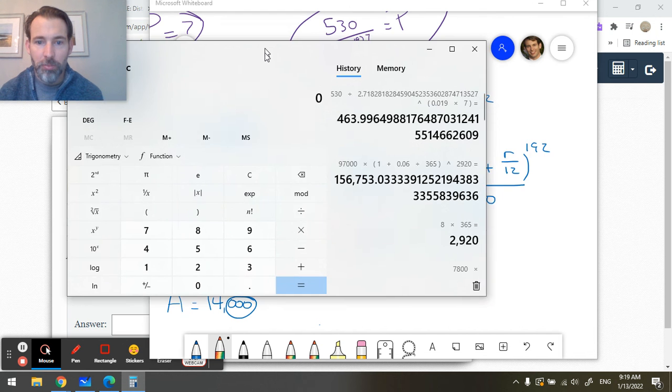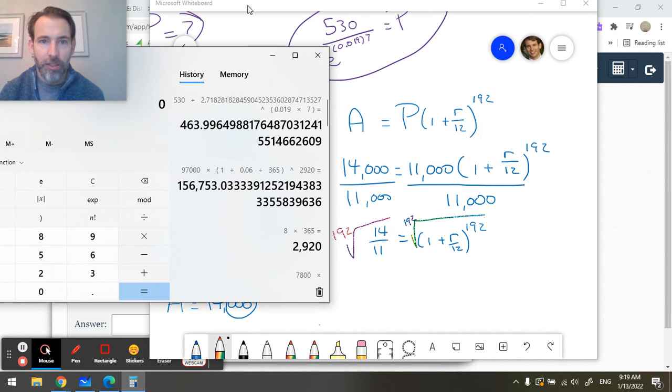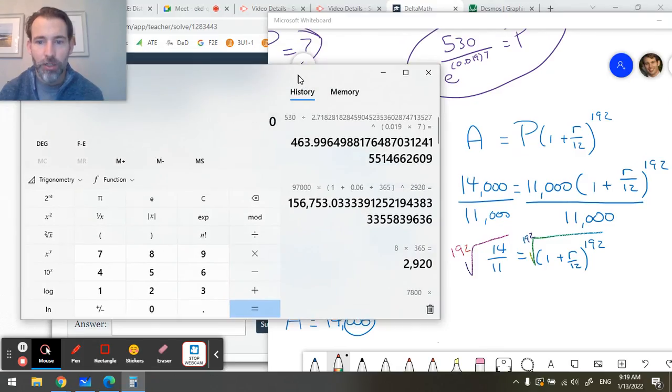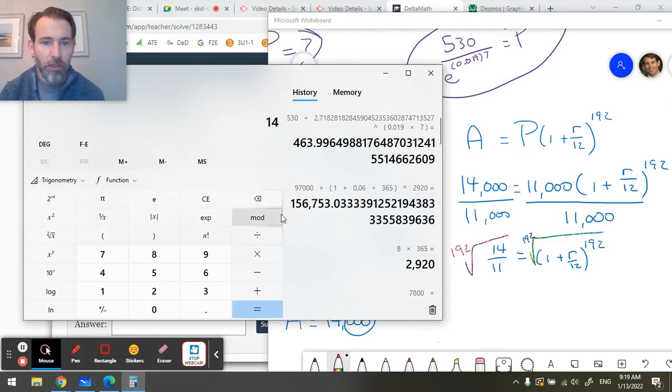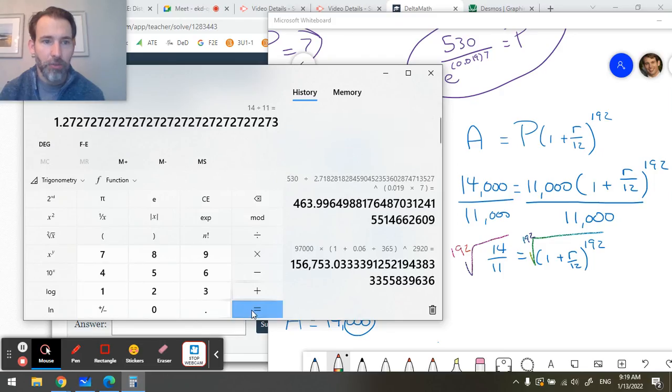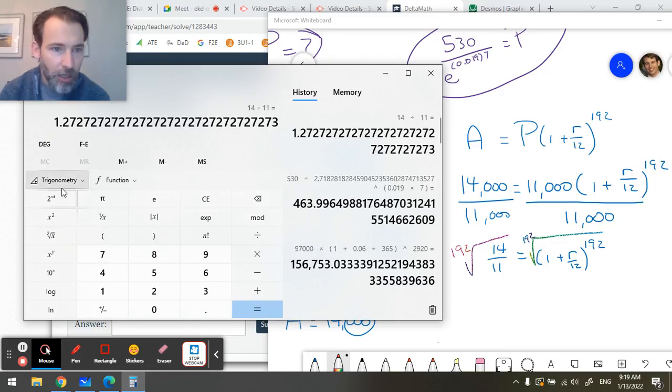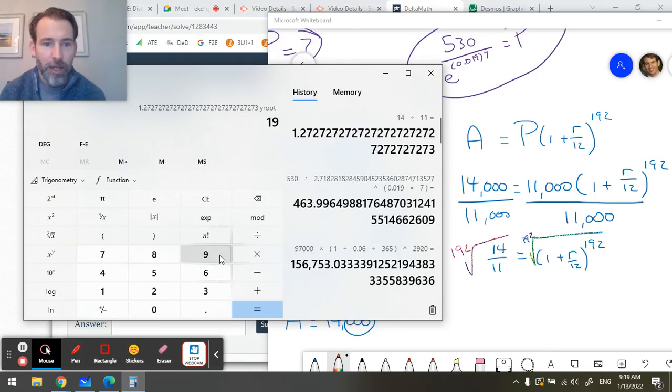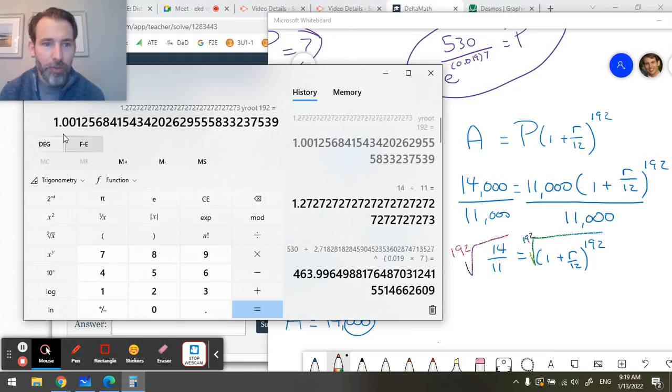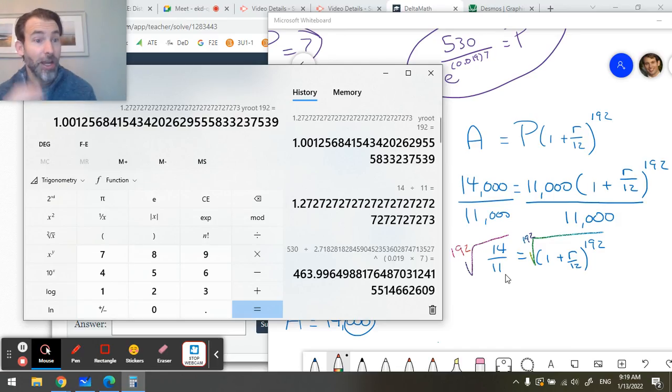I am going to be punching this on the calculator here. The 192nd root of 14 over 11. 14 divided by 11 equals. Now take the y-th root of this. The y root is 192 equals. So this number, when multiplied by itself 192 times, will give you 14 over 11, according to my calculator. I actually thought it would be closer to 1, but here we are. We're all being surprised today.